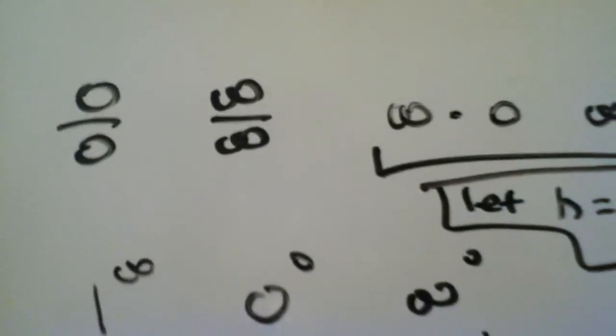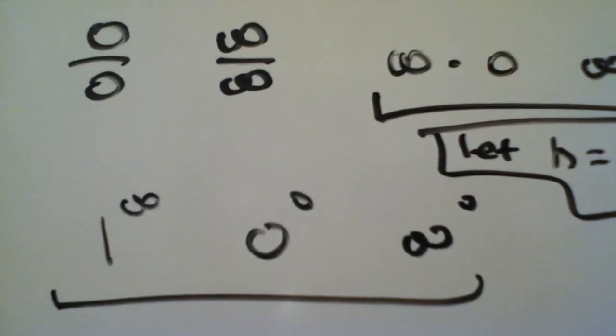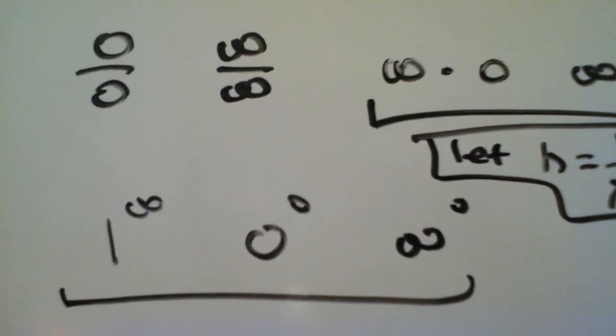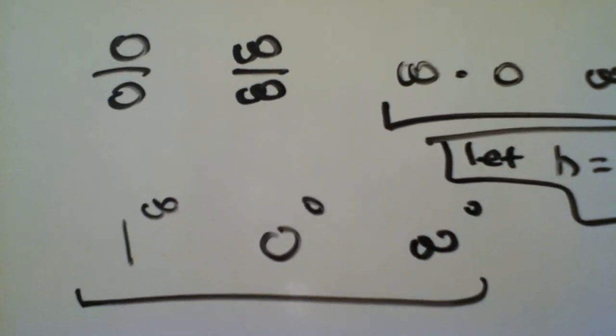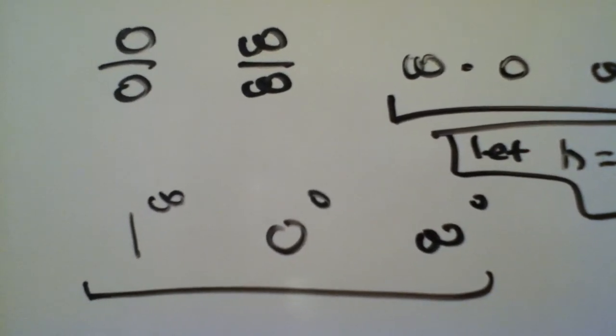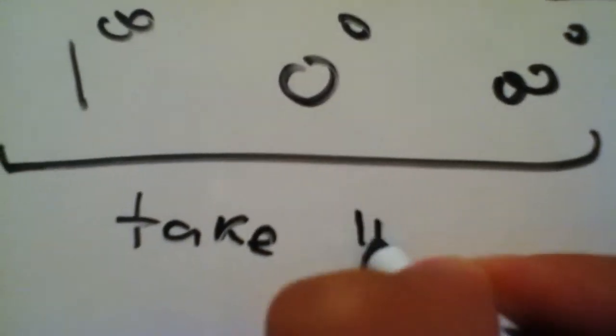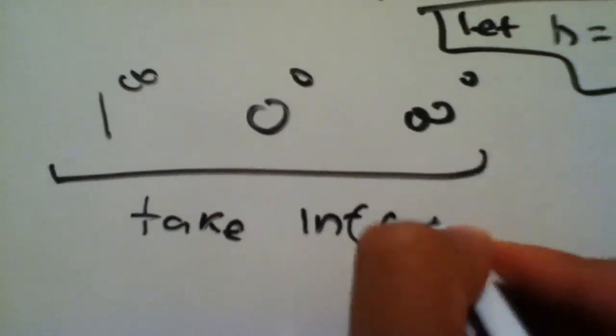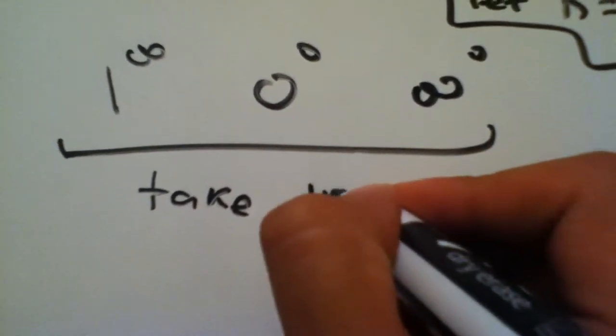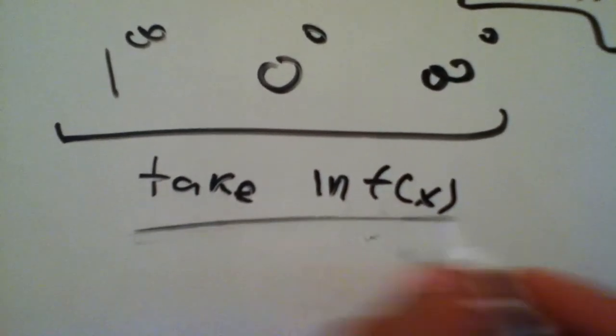So this brings me to another generalization that you can use. For these three, whenever you see 1 to the power of infinity, 0 to the power of 0, infinity to the power of 0, chances are you can take the natural log of the function. So there you have it.